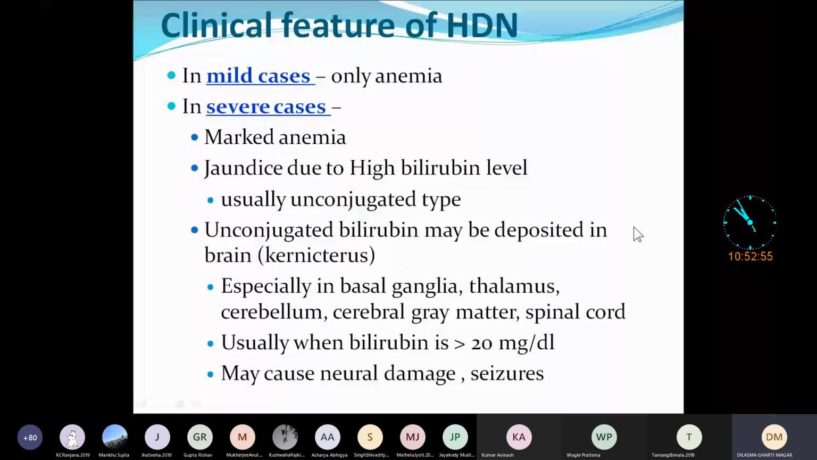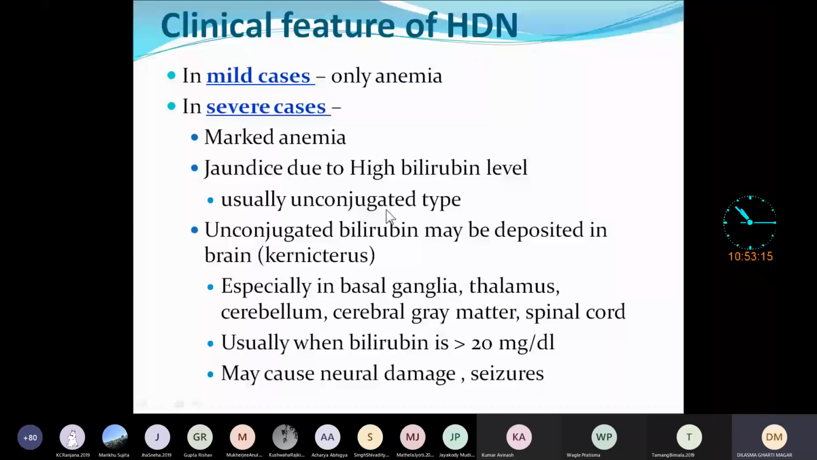So now we'll come to the clinical features of hemolytic disease of the newborn. In mild cases, only anemia will be there. But in severe cases, there will be marked edema, and then there may be jaundice due to high bilirubin level. So more and more lysis will be there. That's why there will be more of the unconjugated type of bilirubin.